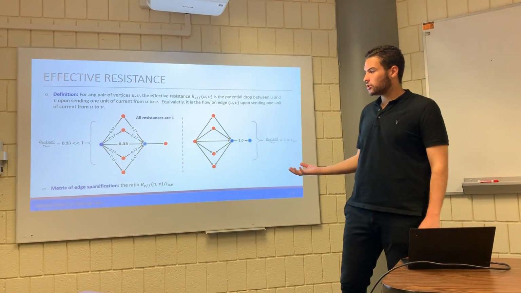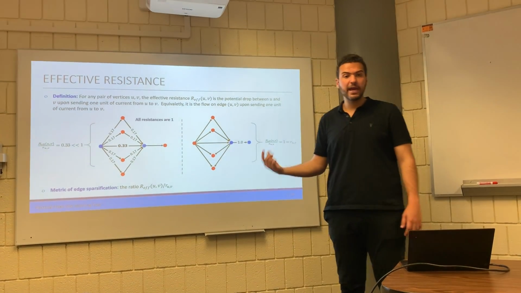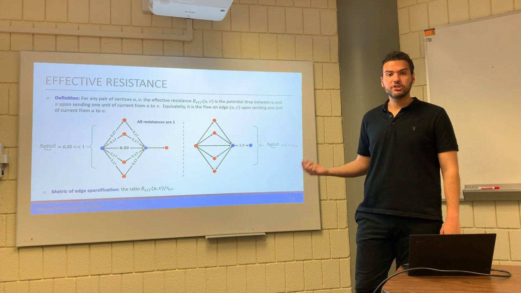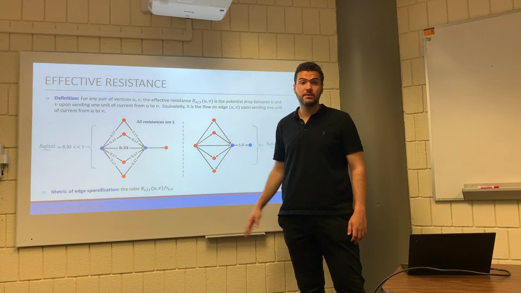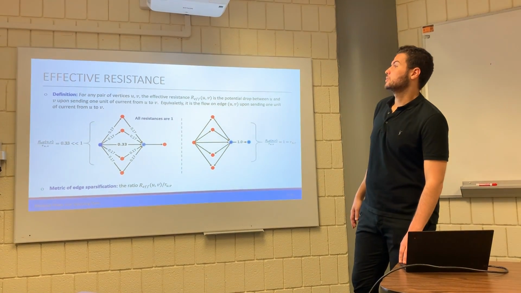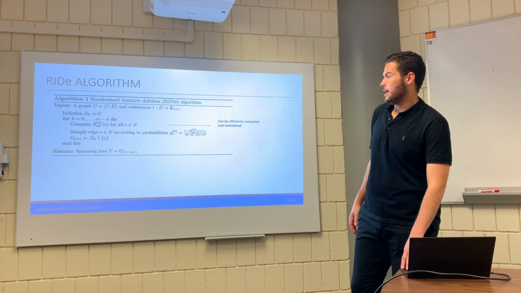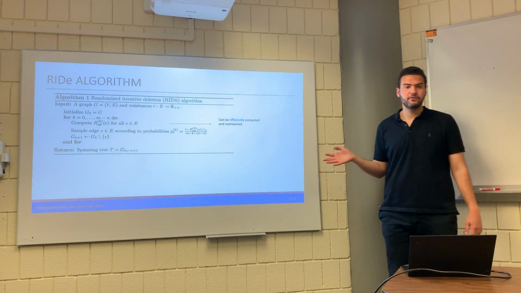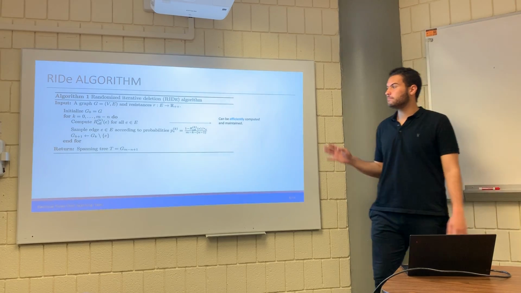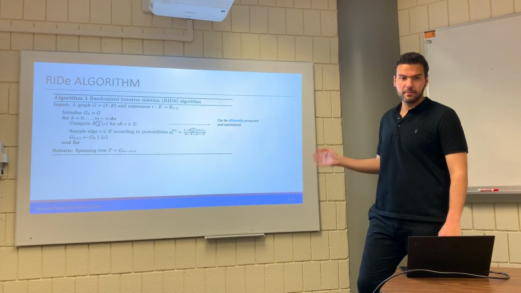And this is the intuition behind our metric of edge sparsification, where we want to delete edges that have a small effective resistance to resistance ratio. So this brings us to the RIDE algorithm. The algorithm is very simple. At each iteration, it computes the effective resistance for all edges in the graph. This can be very efficiently computed and maintained.